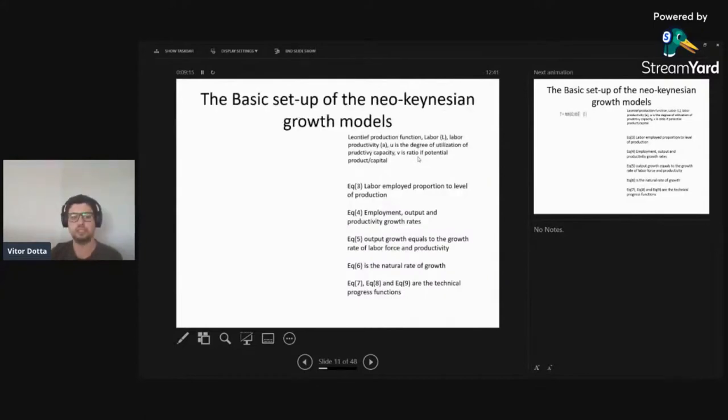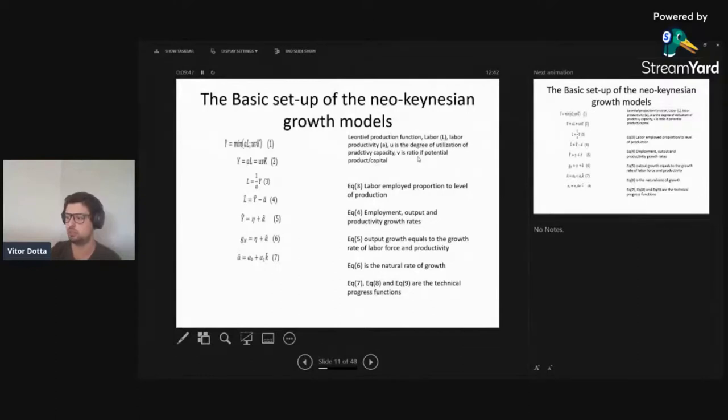Here is the basic setup for a new Keynesian growth model. First, you have a production function, which is a Leontief production function. I think due to my time constraint, I will just go a bit faster. So for instance, labor and labor productivity, it's A, and U is the degree of utilization of productive capacity, V is the potential product, the ratio of potential product to capital.